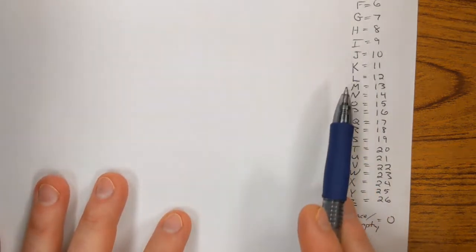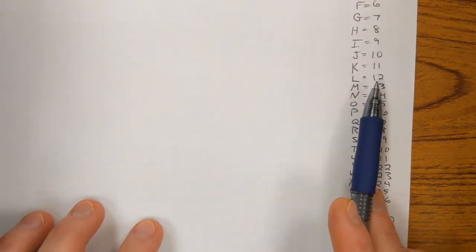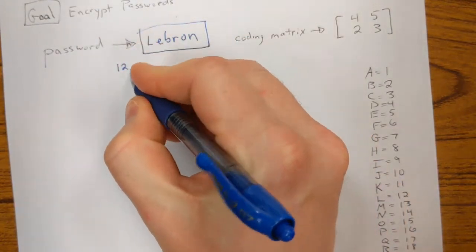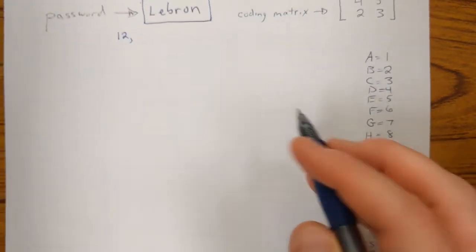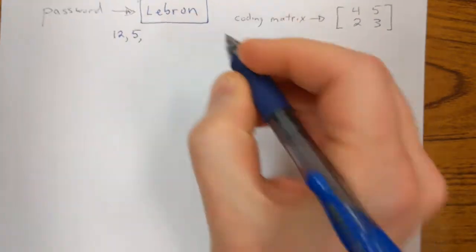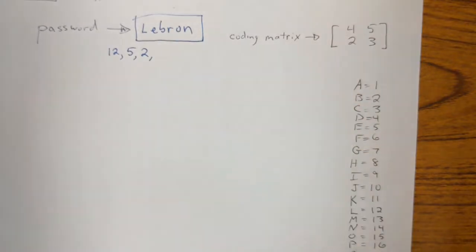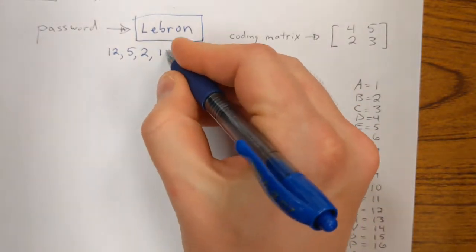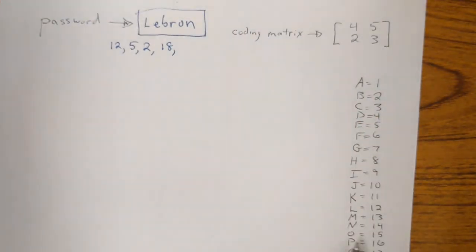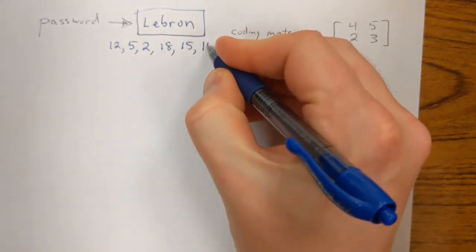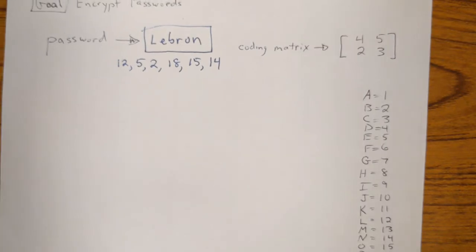So for LeBron, I'm going to turn this into numerical values. L is 12, E is 5, B is 2, you get the idea, R would be 18, O is 15, and N is 14.